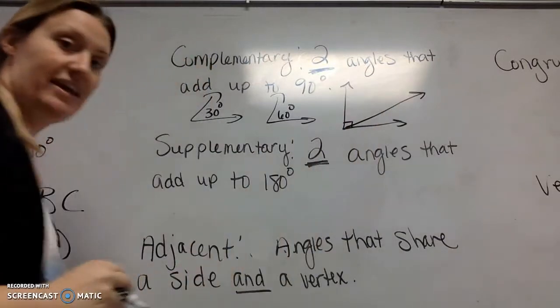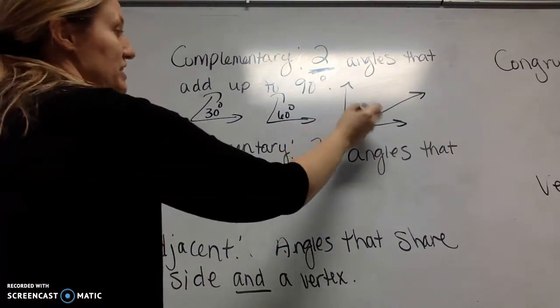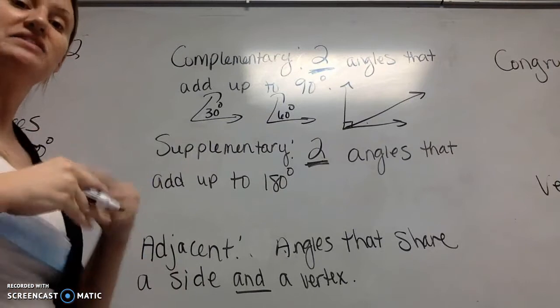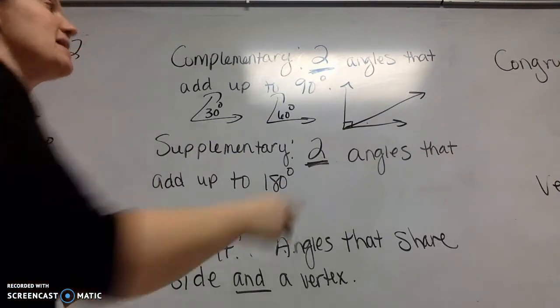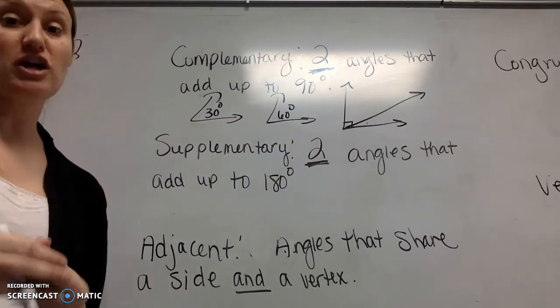if I have a right angle that's split, I don't know these measures, but I know that they have to add up to 90 because together they make a 90-degree angle, so they are complementary.